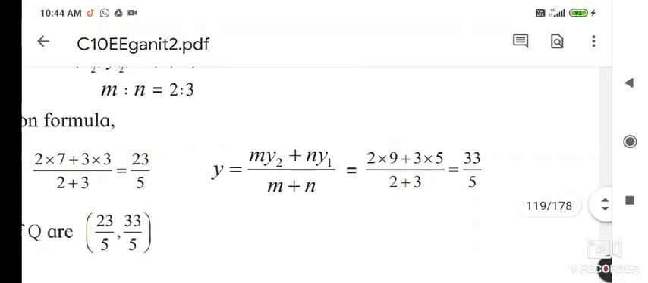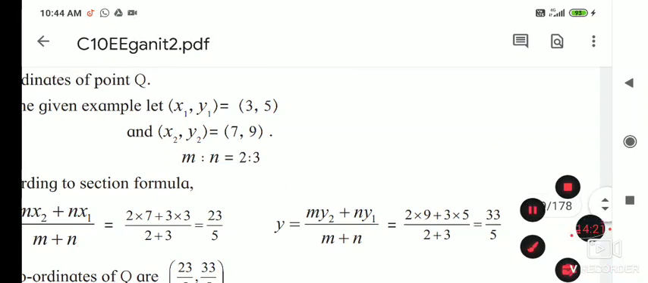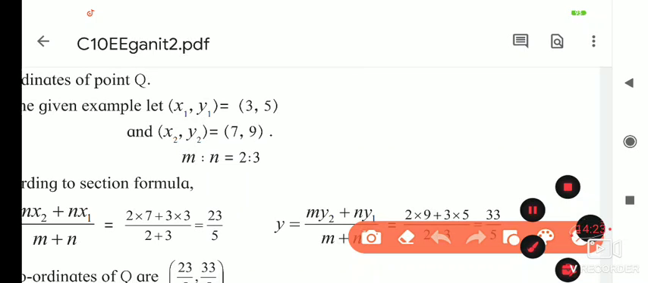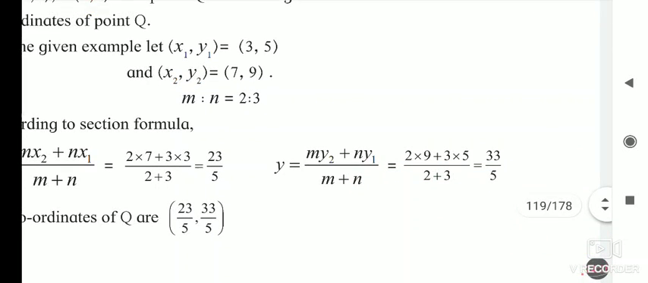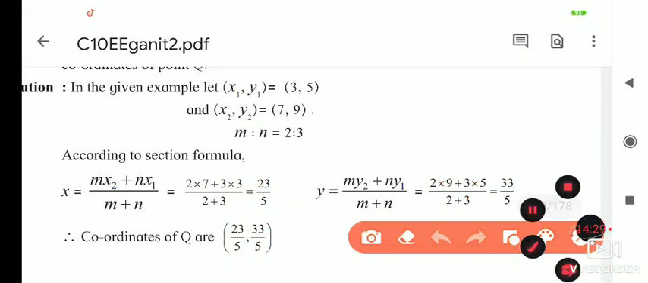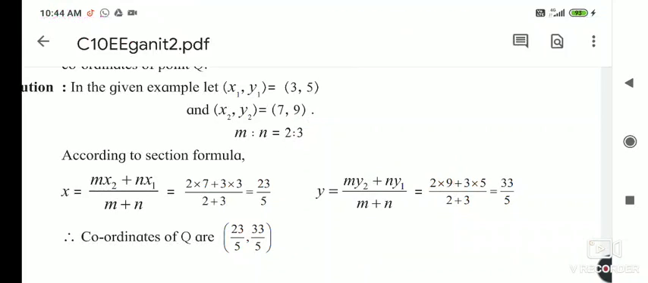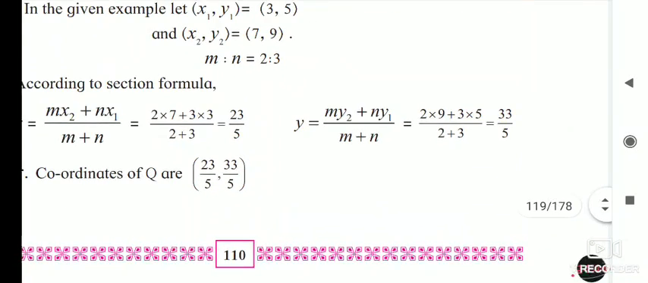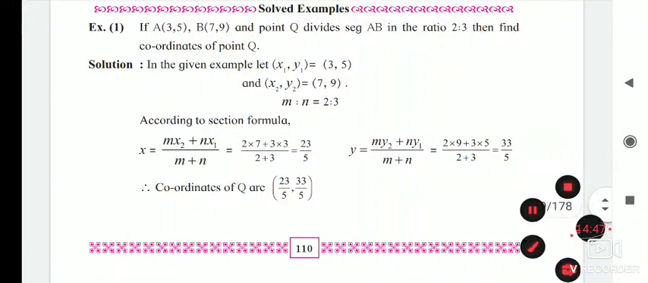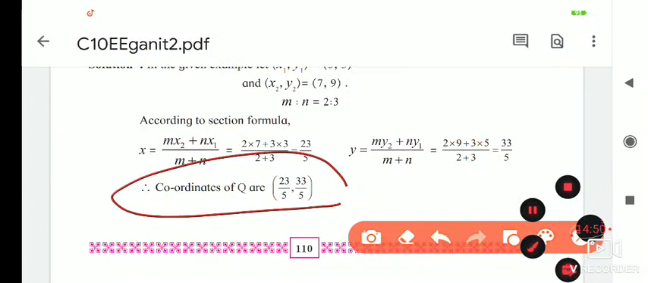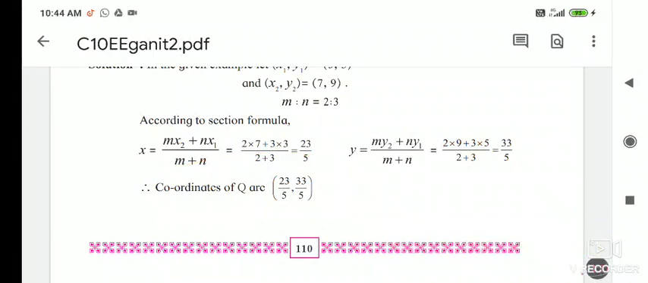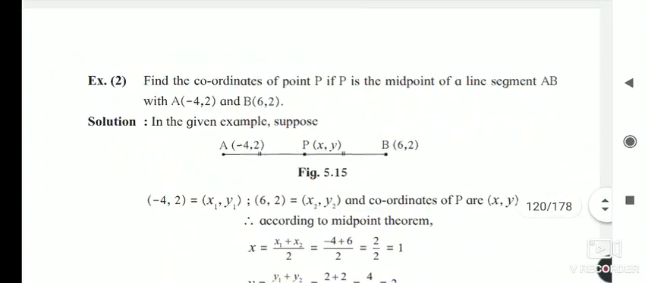Same for the y coordinate, put the values here. Okay, so easy it is. So here m's value, you know that m is equal to 2, y2 is equal to 9, n is 3, and y1 is equal to 5, upon 2 plus 3. When you solve this, 2 9s are 18 and 3 5s are 15, you will get the coordinates of point Q, and the coordinates are 23 by 5 and 33 by 5. Next, find the coordinates of point P.